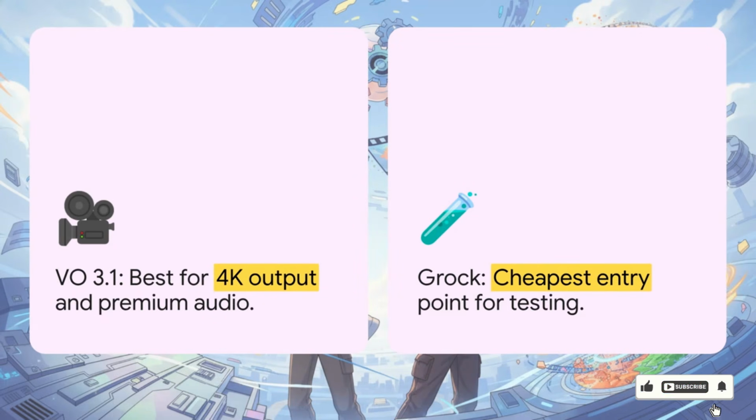VO 3.1 is strictly for creators who absolutely demand 4K output and flawless cinematic audio and lip syncing. If that is your specific use case, it is totally unmatched, but remember, you are going to pay a premium for that 8-second limit. Grok Imagine? Well, it's essentially just a cheap sandbox. It's a low-cost entry point if you just want to mess around with AI video, but definitely not for serious production. And as for 2.7, honestly, based on all this data, it just doesn't stand out on price or performance. Save yourself the headache and just avoid it.